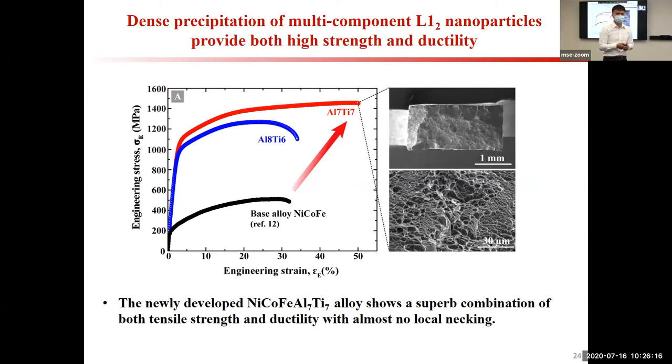This shows the typical curves of the newly designed material. We designed this F6 alloy and 77 alloy. From this figure, we can see that compared to the particle-free base alloy, which is a solid solution FCC type alloy, by introducing this high density and ductile multi-component intermetallics, the newly developed 77 alloy shows a superb combination of both high strength and ductility, with almost no local necking behavior and a very high uniform elongation. Compared to the base alloy, the 77 alloy shows a strength almost 5 times higher, and the ductility increases rather than decreases. So this is a very unique discovery.